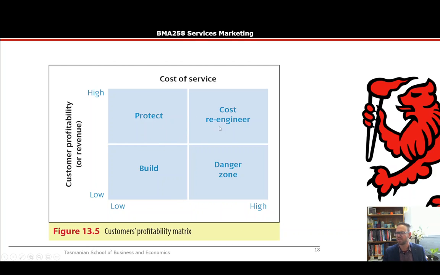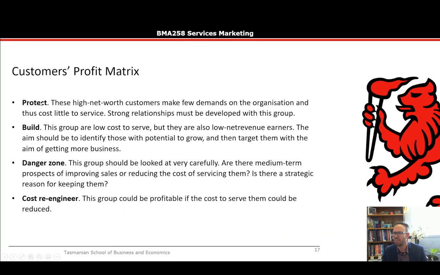Now these are divided into quarters. It's not representative of the size of the market, so it's going to be different for each one. These are different categories, right? So protect: these are the high net worth customers that make few demands on the organisation and thus cost little to service. Strong relationships must be developed with this group. And if you are a CEO or a managing director, really you want to have a good relationship with your customers. So you have your key account managers and your sales staff and business development and all that sort of stuff. But a lot of successful companies, the senior leadership team are close to the biggest and most valuable customers as well.